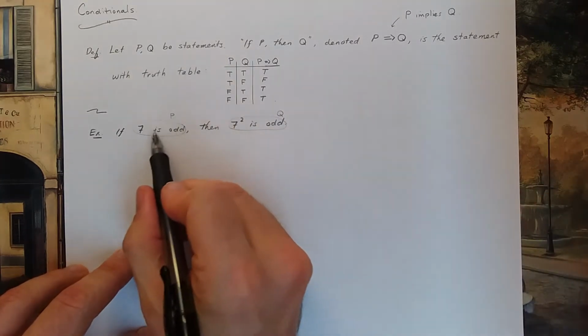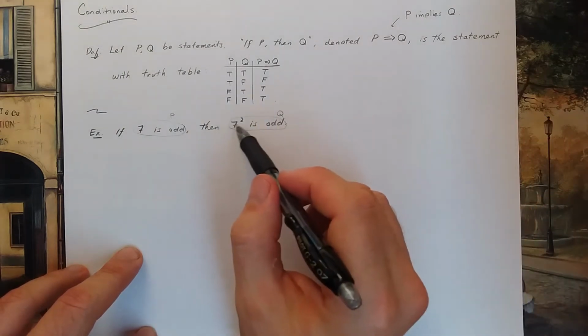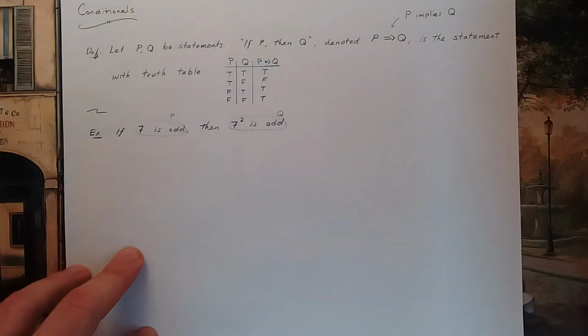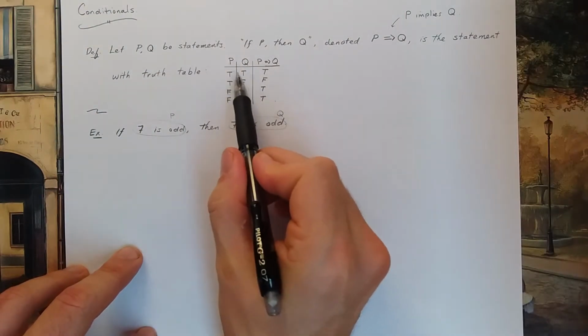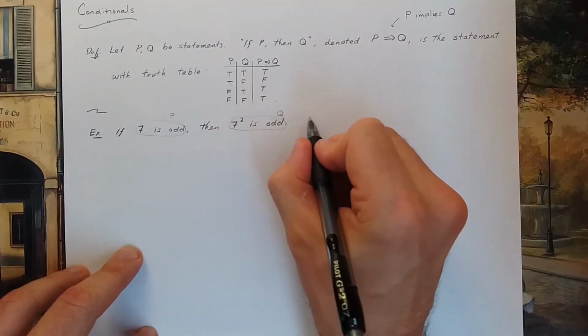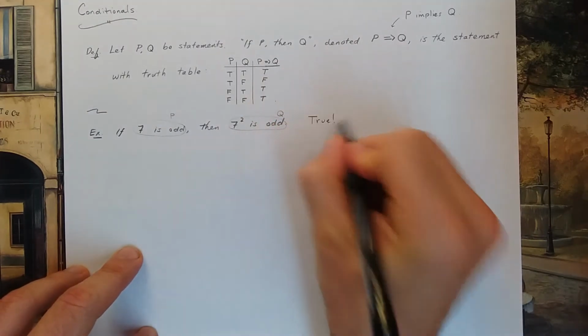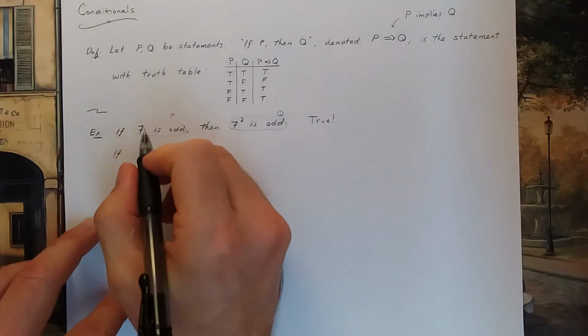Now, P happens to be true. 7 is an odd number. Q happens to be true. 7 squared is an odd number. So I'm in the first row of my table, true, true. And if I have true and true for P and Q, I have P implies Q is true. That's a true statement.